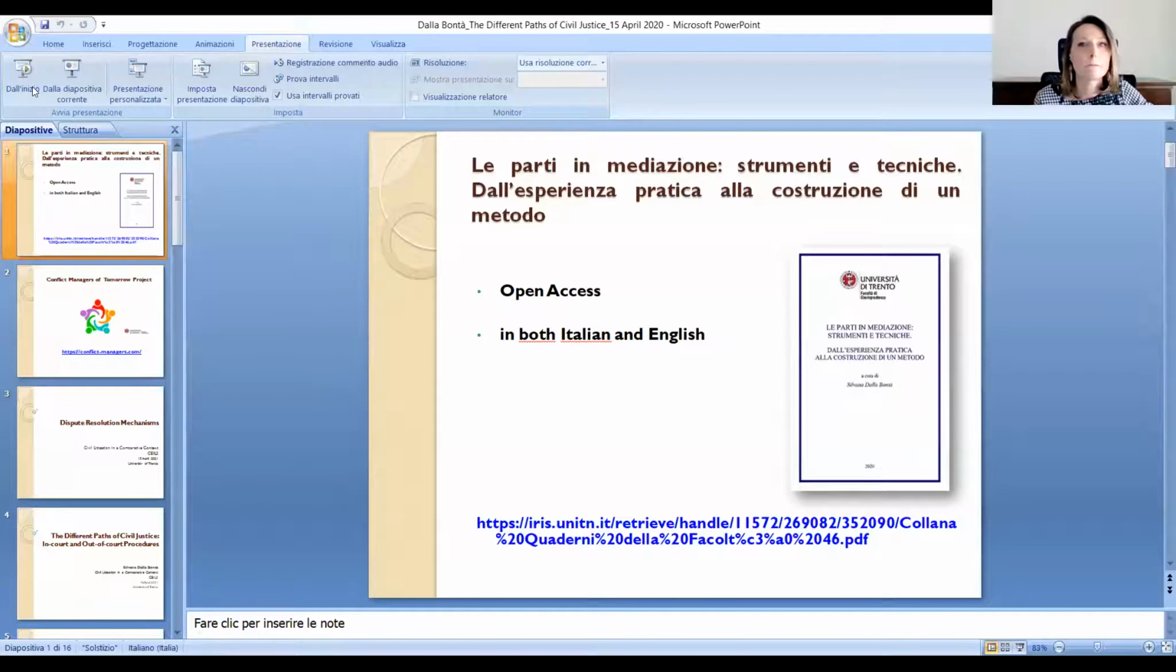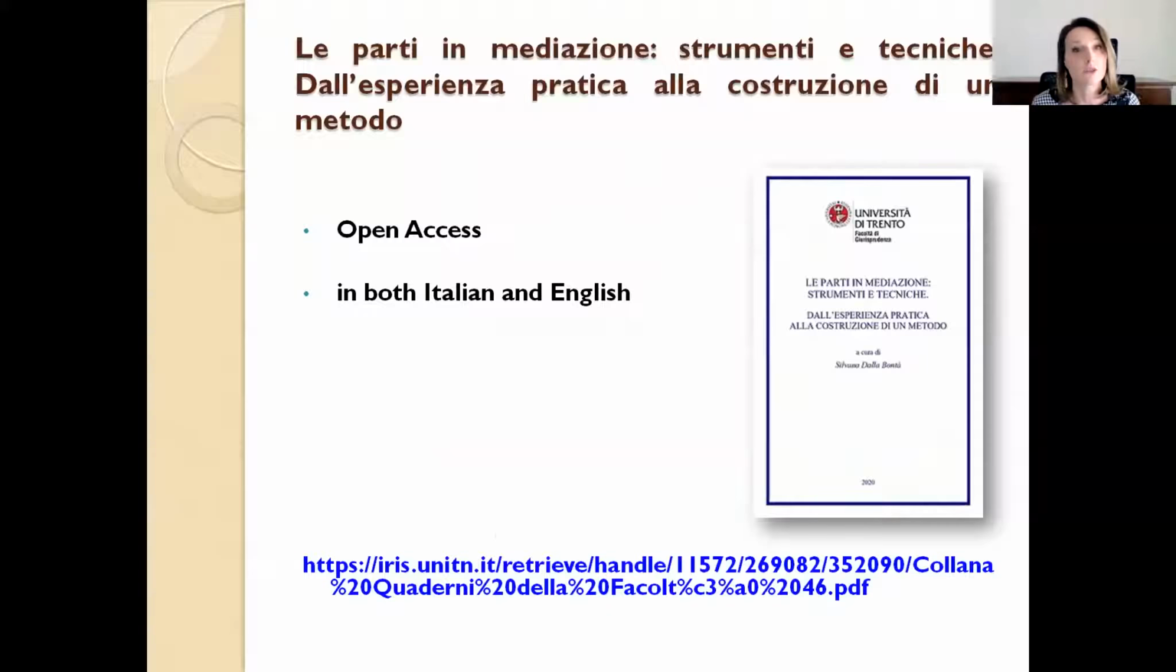She has honored us with a brilliant review of a book I edited last year, and I would like to share with you the cover of this book. The book is titled Le parti mediazione, strumenti e tecniche, dall'esperienza pratica alla costruzione di un metodo. The parties are the mediation table, tools and techniques from practical experience to the development of a method.